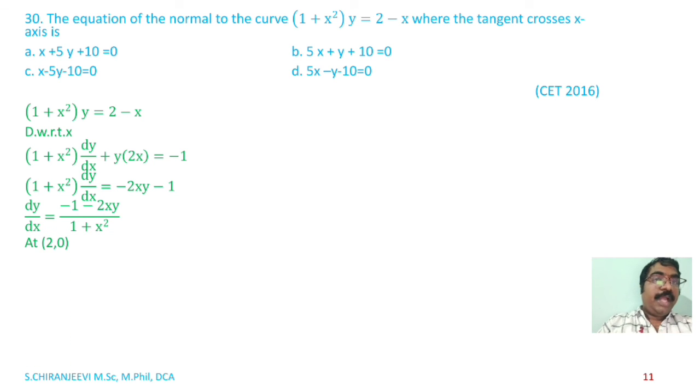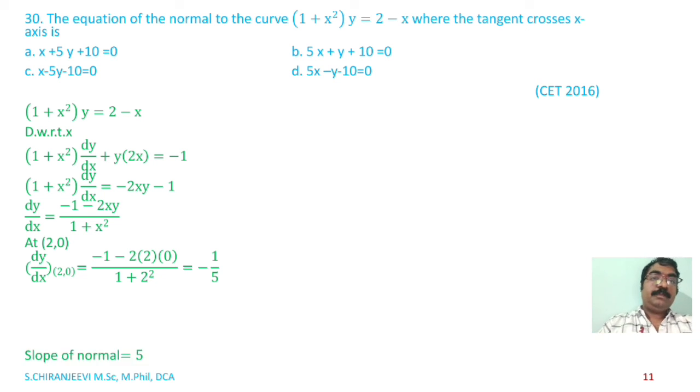And we know the point is (2, 0). On the x-axis, y equal to 0. Substituting in the given equation, LHS will be 0, so 0 equal to 2 minus x. So we get x equal to 2. So the point is (2, 0). Now substituting, dy by dx equal to minus 1 minus 2 into 0, divided by 1 plus 2 square. So it will be minus 1 by 5.